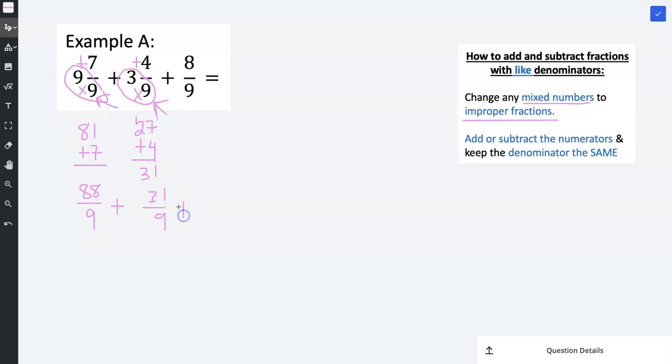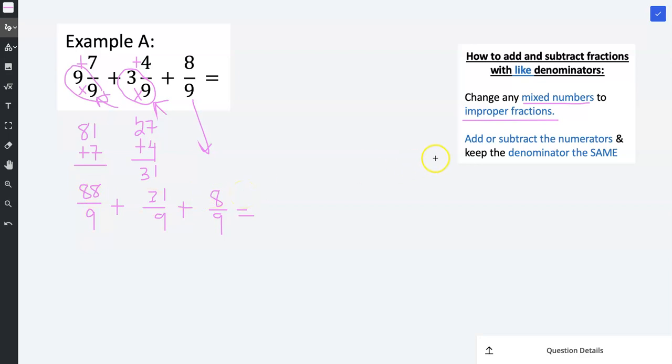And then the 8 ninths is a proper fraction, so I don't have to change anything about it. It's a proper fraction because the numerator is smaller than the denominator. An improper fraction is when you have a larger numerator than denominator.